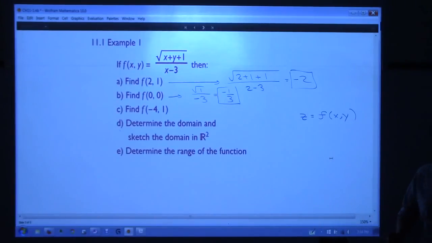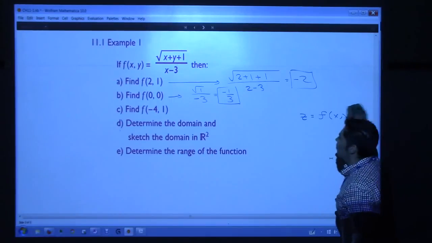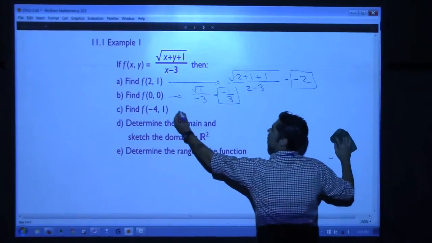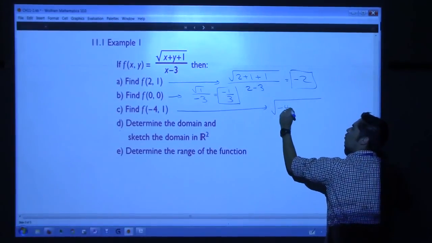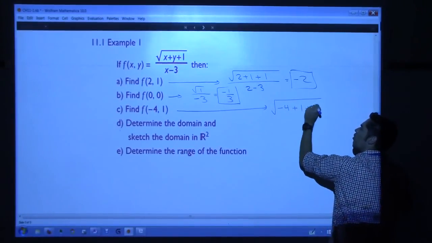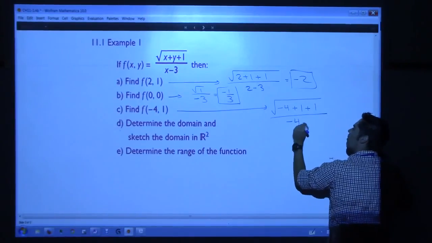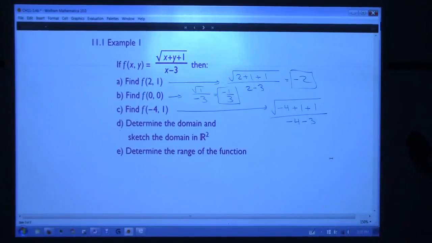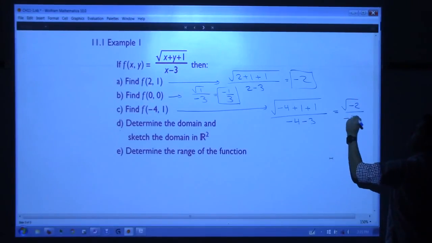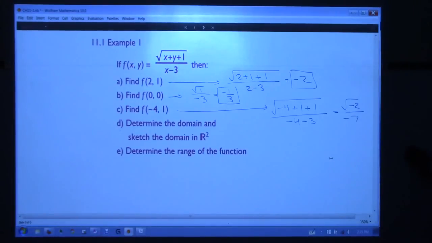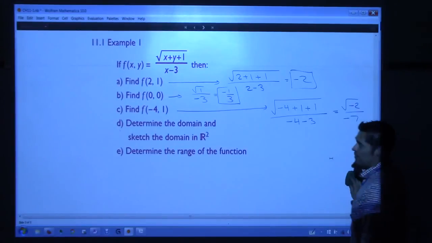It's pretty clean, pretty straightforward so far. All right. What about this one? Square root of negative 4 plus 1 over negative 4 minus 3. Uh-oh. This is square root of negative 2 over negative 7, isn't it? And you can't do the square root of negative 2. Not unless you're willing to bring imaginary numbers in, which we're not.